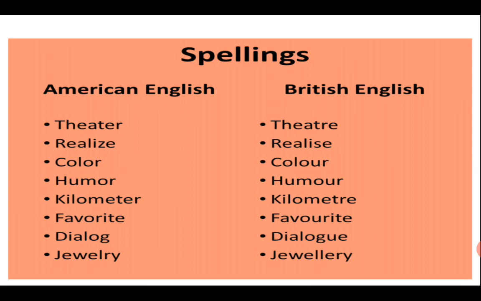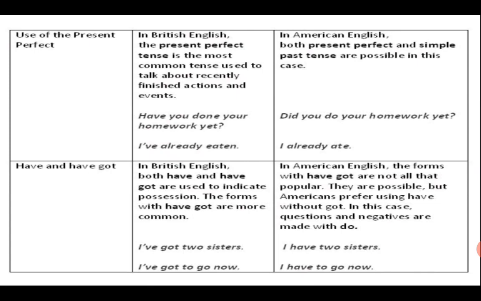So in order to have better understanding of spellings between American English and British English, let's watch this slide very closely. Now we are going to look at grammar. Present perfect is used by Britishers to talk about recent events, whereas Americans use present perfect and simple past to talk about recent events.